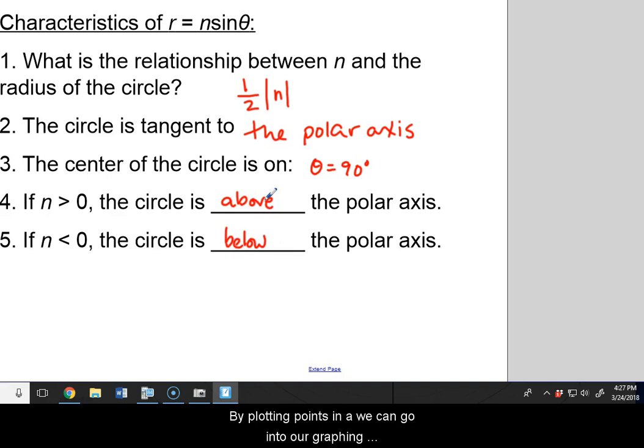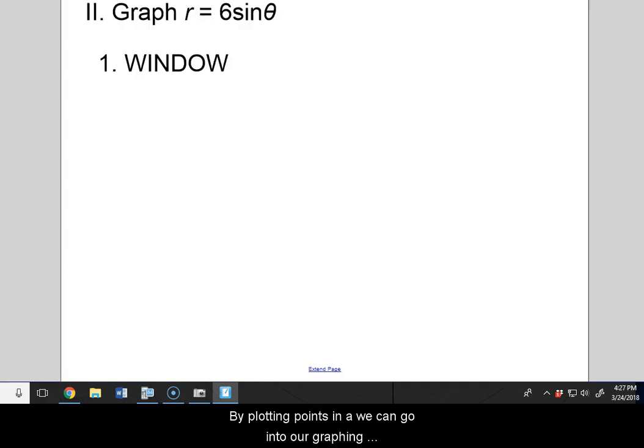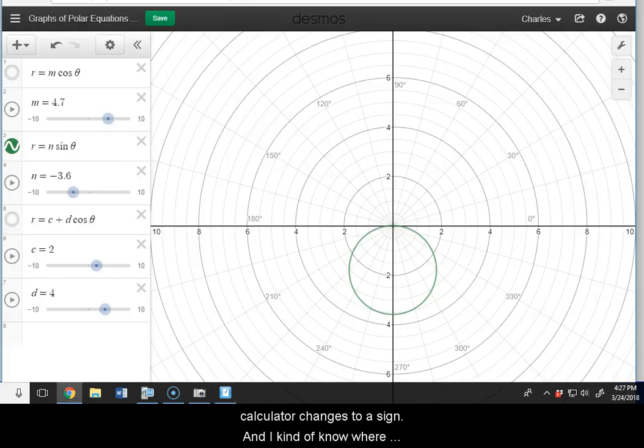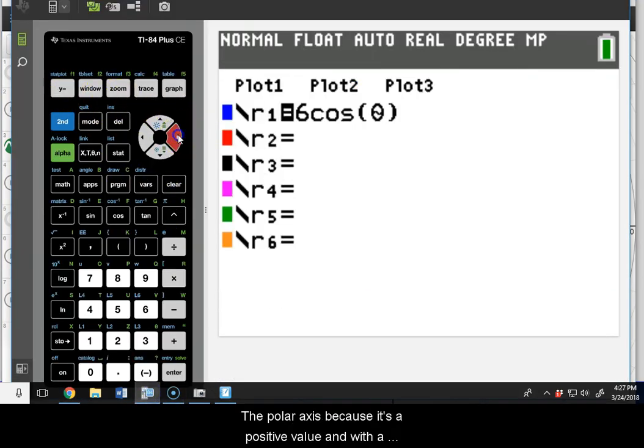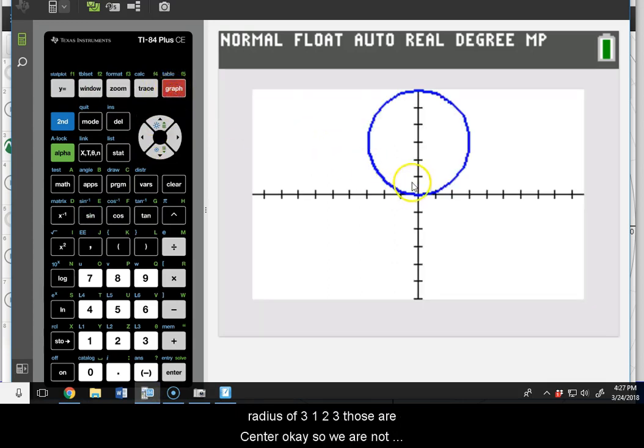Okay, and like before, we could now proceed to graph something like r equals 6 sine theta by plotting points. You know, we can go into our graphing calculator, change this to a sine, and now we kind of know where we expect to see the graph, right? Above the polar axis because it's a positive value, and with a radius of 3. 1, 2, 3, there's our center.